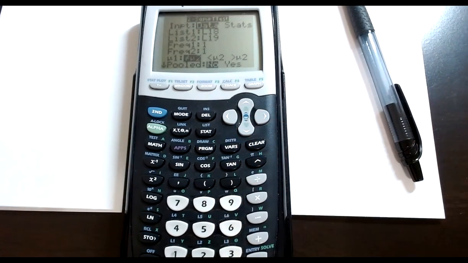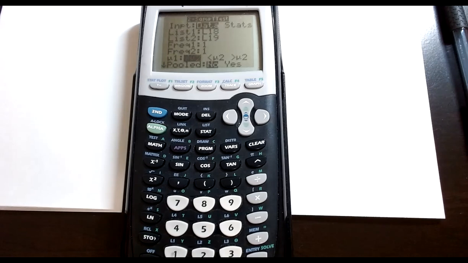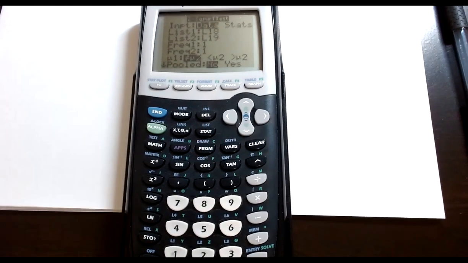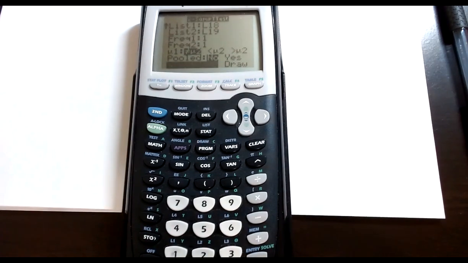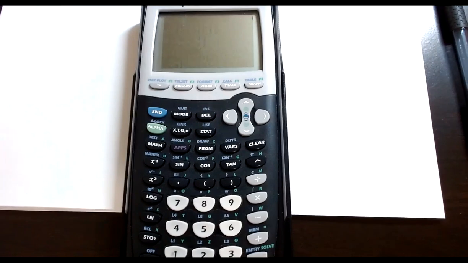The next thing is to choose the alternative hypothesis, H1, which is mu sub 1 not equal to mu sub 2. The pooled option is for when the two population variances are assumed equal, but we are not assuming that for these independent samples, so we choose no. Then we calculate, or you can draw this. Either one is just fine, but let me draw.